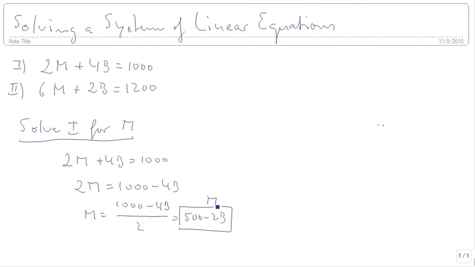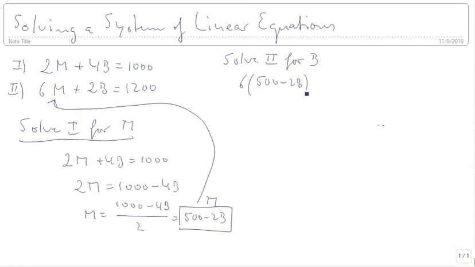Then what you do is you take that value for m and we're going to plug that into the other equation. Since we solved equation 1, we're going to plug that into equation 2 for m. And we're going to solve that. So now you're going to solve equation 2 for b, for the other variable. So it would be 6 times 500 minus 2b plus 2b equal 1200. So I've basically substituted my expression for m for m in equation 2.